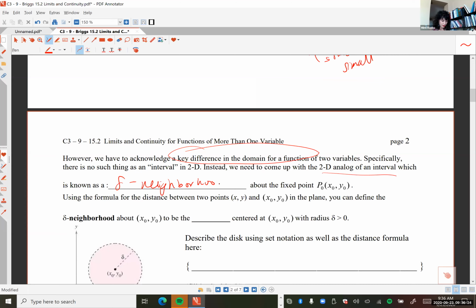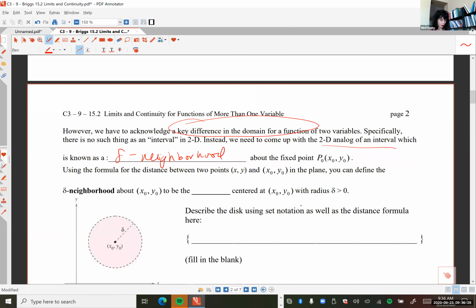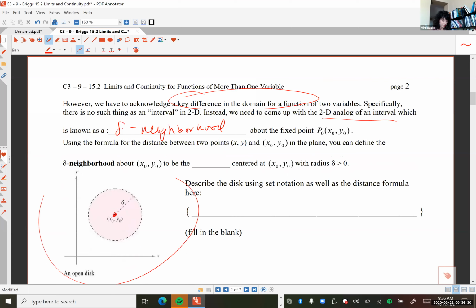I'm not making this up, folks. It's a neighborhood close to your fixed point. So here's a picture. Your fixed point is right there, and then you pick some small number delta that's going to be essentially the radius of a disk. So the delta neighborhood is basically a disk centered at your fixed point with that tiny radius. So you can actually describe the disk using set notation.